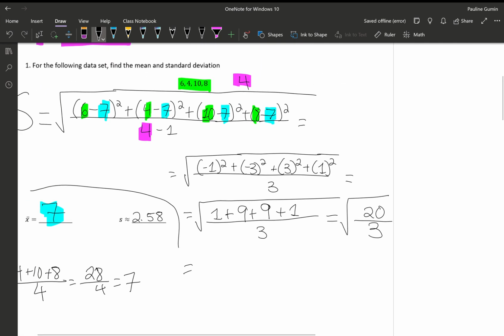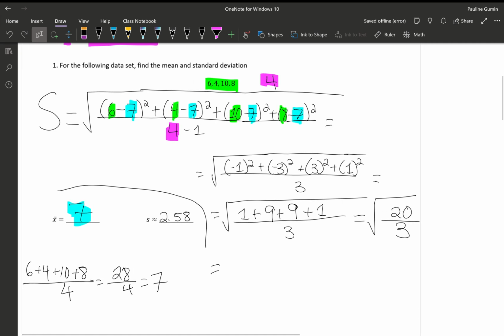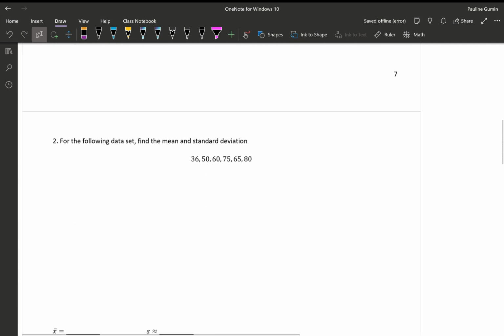Again, I promise to show you how to do this on our calculators, which will take a lot less time. But for now, I want to show you what your calculator is doing when we press the buttons that take no time at all. All right, let's do one more of these.